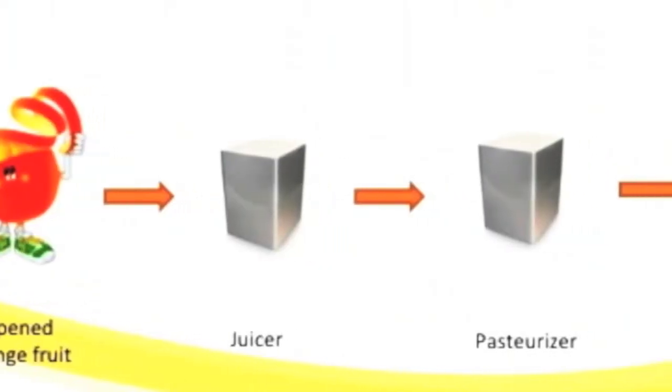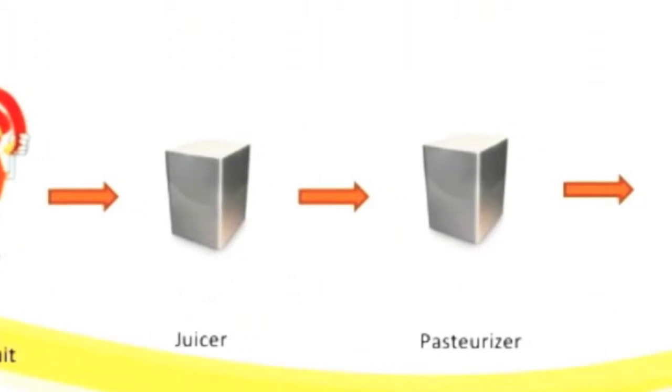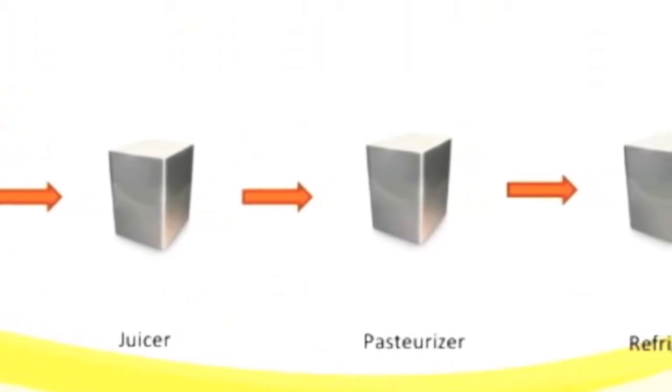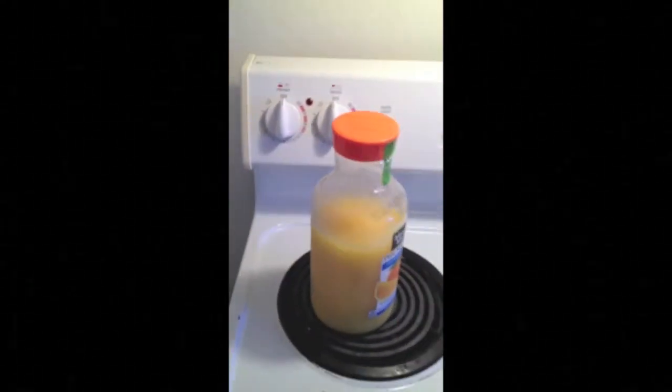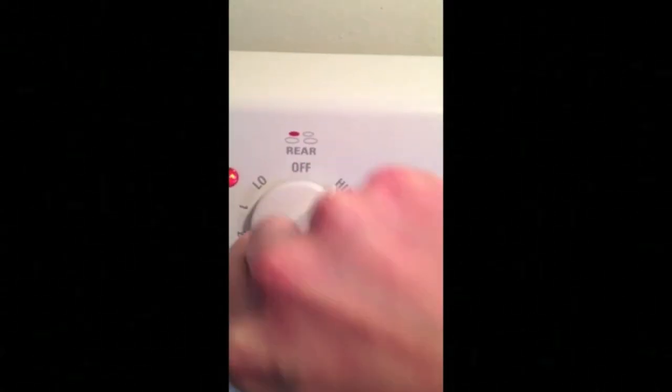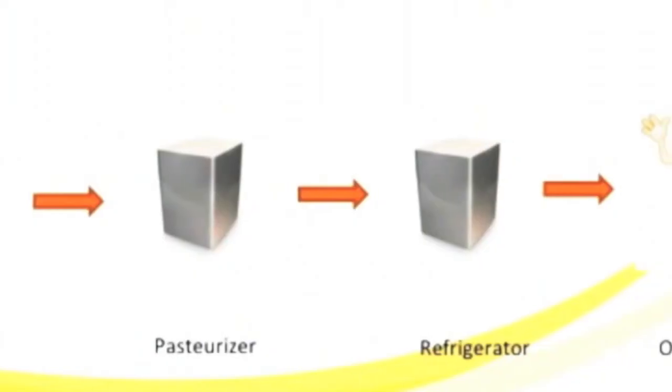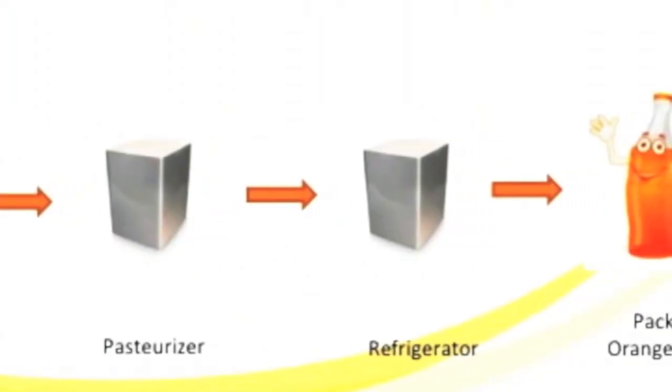In manufacturing orange juice, first, oranges are processed and juiced. Secondly, it is pasteurized. Then, it is refrigerated prior to packaging.